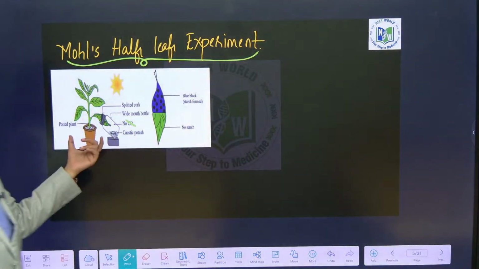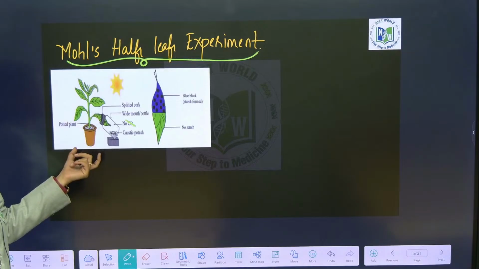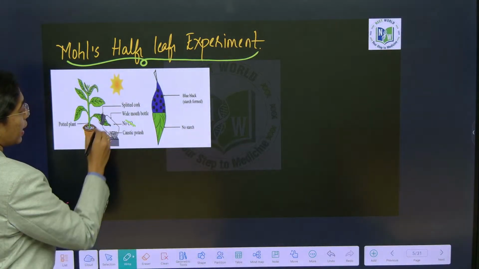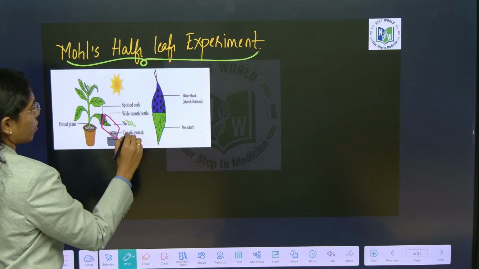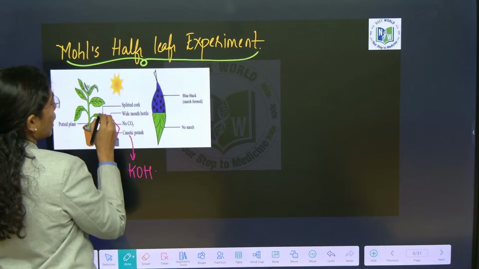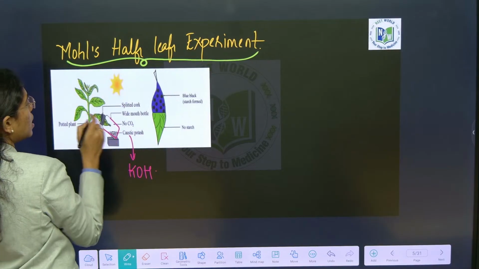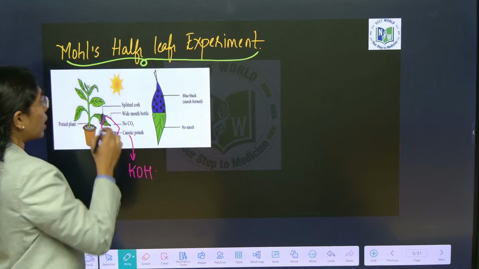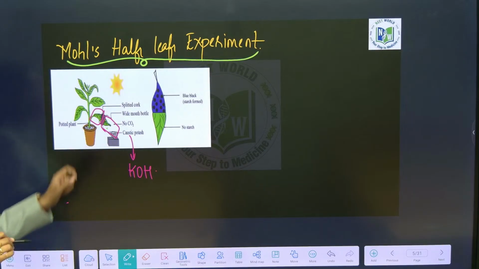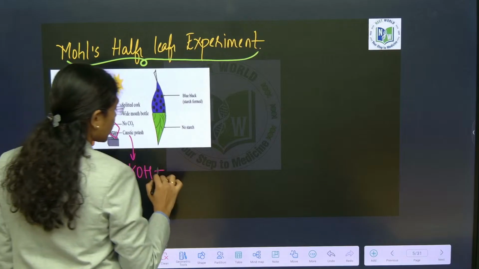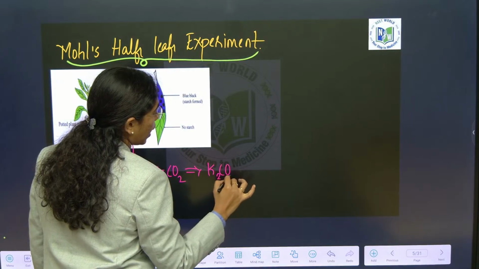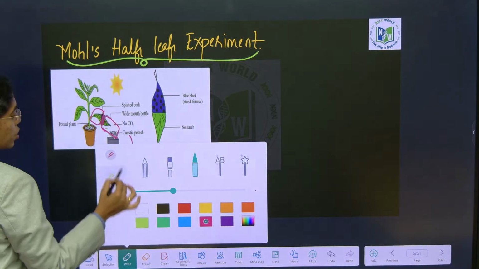A healthy potted plant exposed to sunlight is taken, and half of the leaf is immersed into a beaker containing potassium hydroxide solution. Half of the leaf is exposed to sunlight. The potassium hydroxide solution in the beaker will react with the carbon dioxide present inside the leaf, and this turns to potassium carbonate.